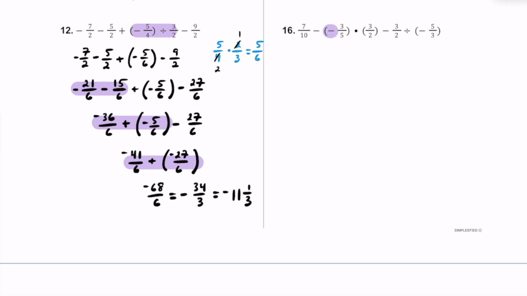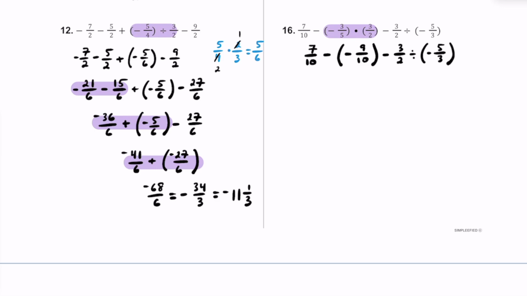Between these operations, multiplication is going to go first here. So let's start by just copying down this 7 over 10. We're going to take away, and this is going to be a negative value, so it's going to be negative 9 over 10 if we go ahead and just multiply the tops and the bottoms. And then we have minus 3 over 2 divided by this negative 5 over 3. So just copying down the rest of this.